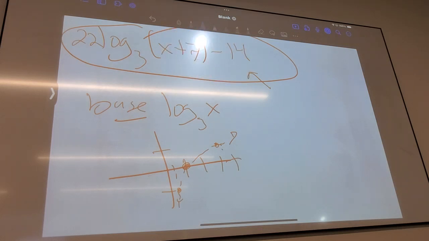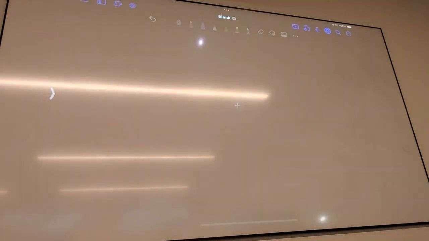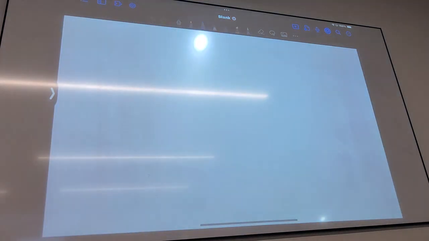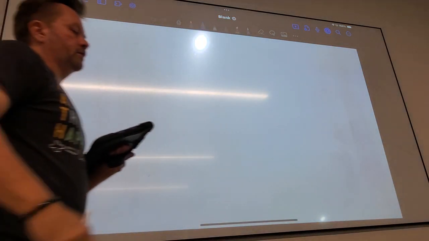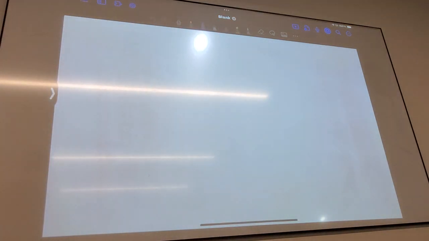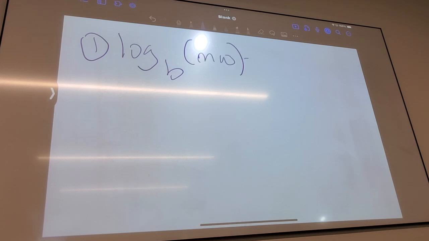All right, how are you guys doing? We know the shape of the log function and the transformations work exactly the way we've done before. So really not that much new. What I want to focus on today is to remind you what we did last time. We got 2 properties under our belt for logarithms. What is the log base b of m times w, for example?